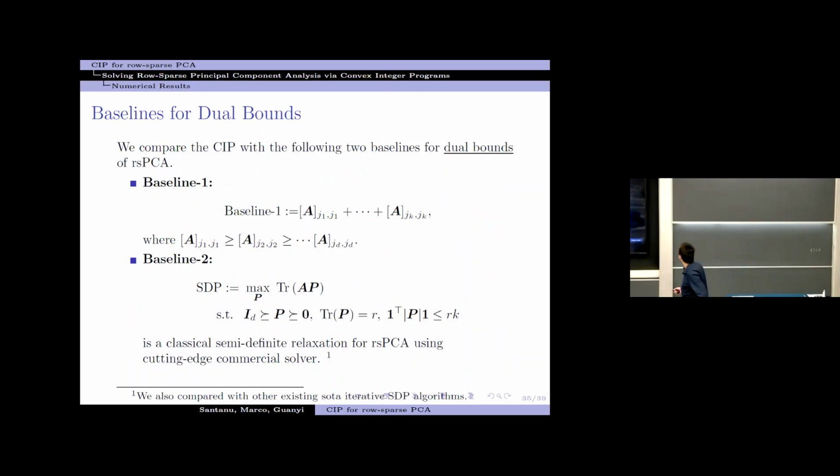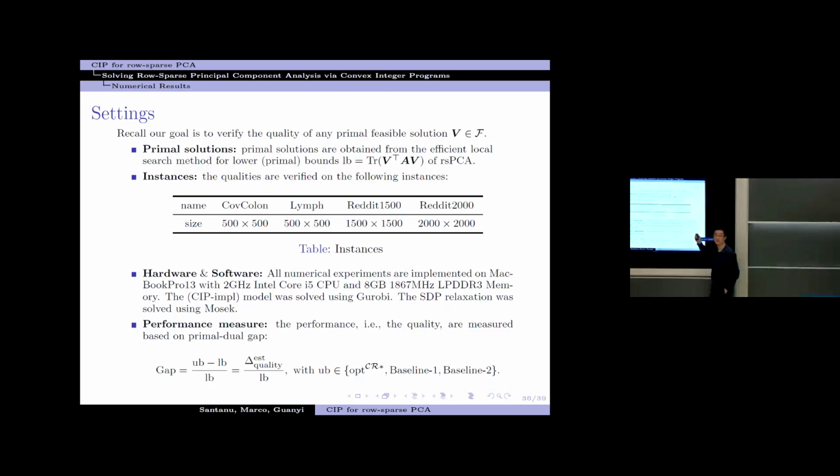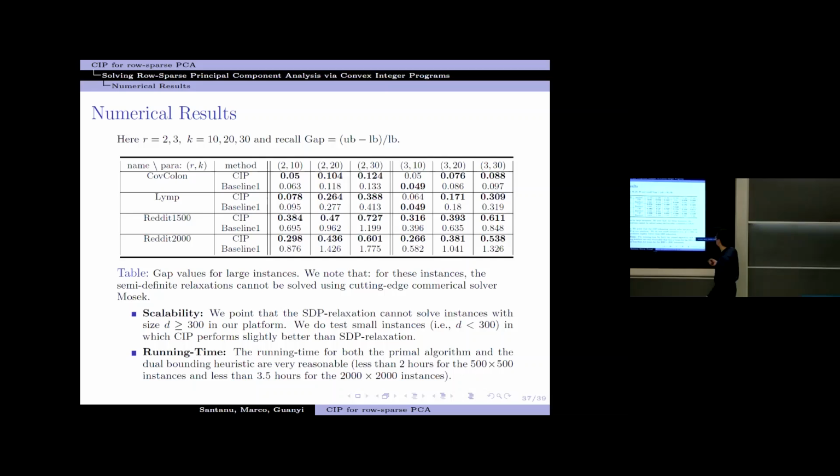The largest instance that we consider is 2000. And so the time, the time for the 500 takes 2 hours, and it takes about 3.5 hours for 2000. For the literature, for SDP, it cannot be solved within this time.